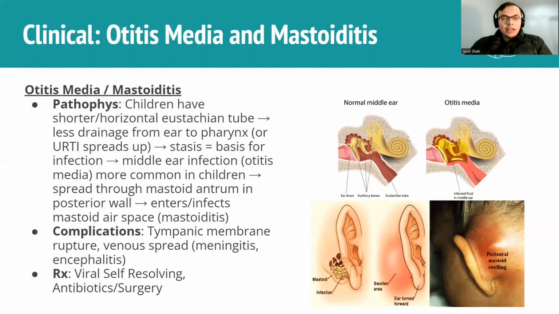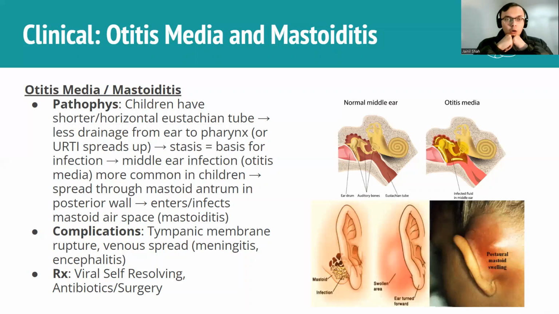The pathophys occurs largely in children because, again, they have shorter or more horizontal eustachian tubes that don't drain very well. That means the drainage from the ear to the pharynx is limited, or in other words, an upper respiratory tract infection, so one where your pharynx is affected, is more easily able to spread up into the ears. So there's two ways you can have the infection occurring. Either it originates in the ears, or it traveled up from the pharynx into the ears, right? And again, because it's going to have poor drainage, it's going to stay there, and stasis is the basis for infection. You're going to have a middle ear infection, otitis media.